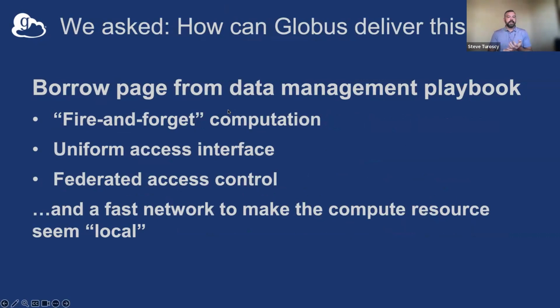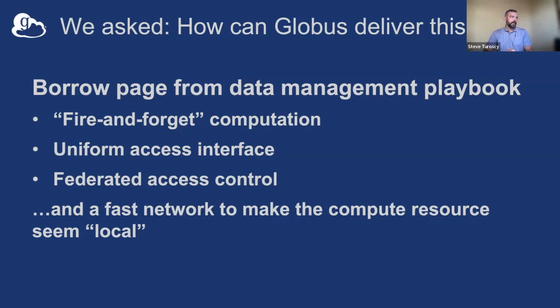So how, as Globus, can we deliver this? We're borrowing a page from the management playbook: fire and forget computation. You set up a compute resource on an endpoint. You set up a function to call that endpoint and essentially fire and forget. It goes to Globus's managed compute, and that event structure manages it there. It has a uniform access interface, which is, again, either through a command line or through the SDK. Lee mentioned the Python SDK. You can use that to get a client to your compute and run it from there.